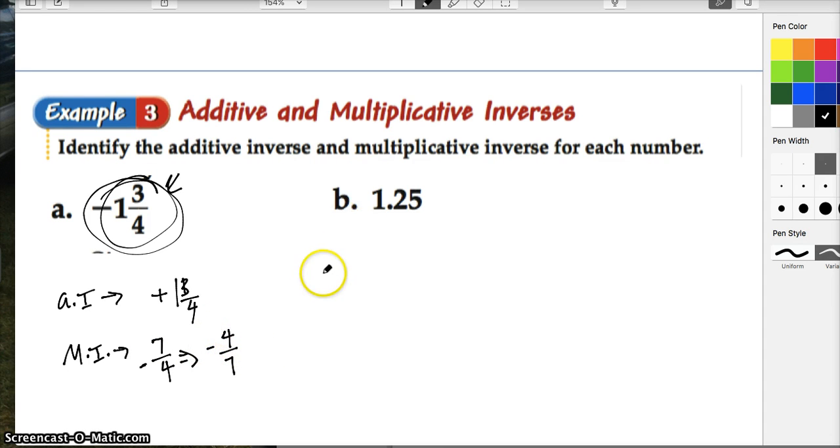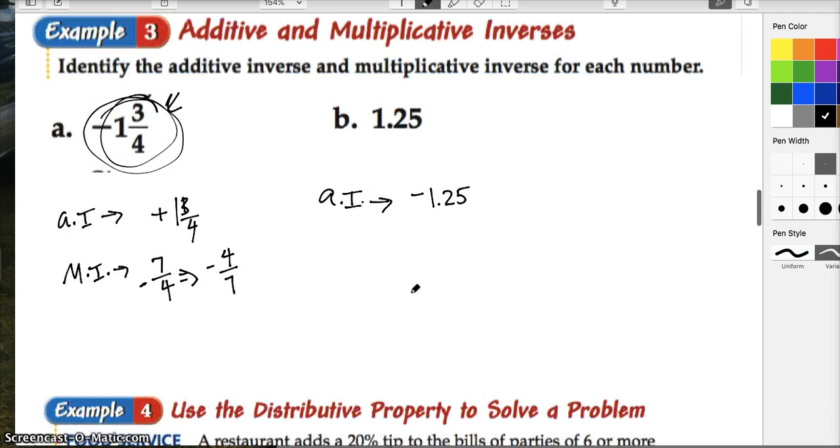Let's try this one over here. Additive inverse is pretty awesome. All I'm doing is changing the sign. So since this is positive, I'm going to write a negative 1.25 and I'm done. That's it. Additive inverse. Remember, all I've got to do is make it like its evil twin. And when I add it together, I get 0.